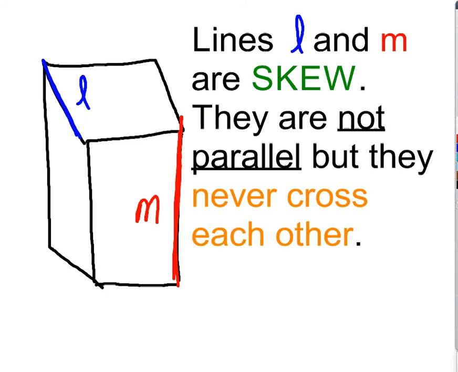But if you look at line L and line M, so skew lines basically exist only in 3 dimensions.